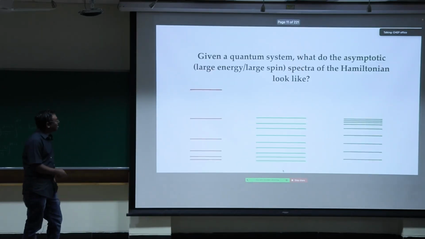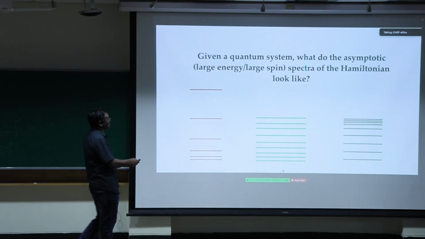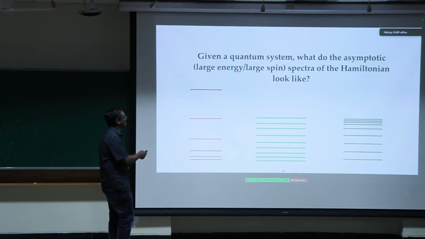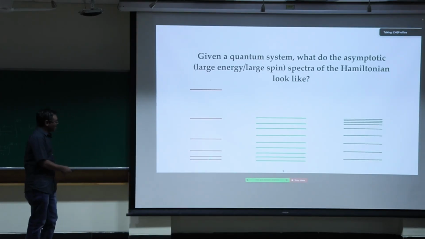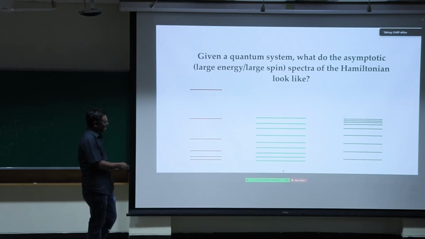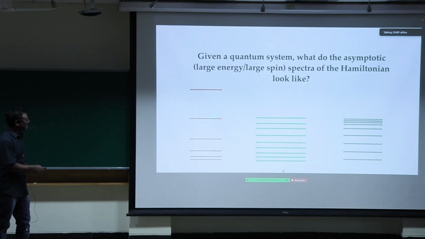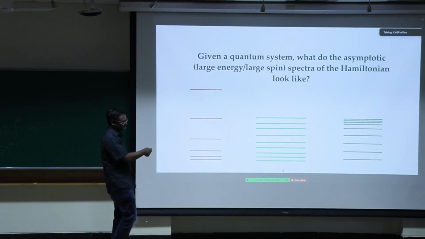Today in this talk, we will ask about a particular sector of the Hamiltonian. Given a quantum system, what do the asymptotic spectra of the Hamiltonian look like? By asymptotic, I mean large energy or large spin. Here are three depictions of the energy levels. You may ask, what is the average density of states as you go up in the energy? Whether the spectra looks like this, whether there are arbitrarily large gaps, or whether it is regularly spaced, or whether the spacing goes to 0. You can ask all sorts of basic questions and ask whether there are universal features in this asymptotic sector of the Hamiltonian given a quantum system.